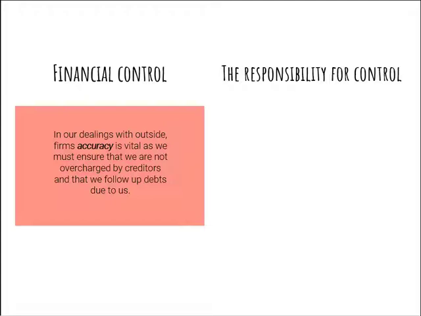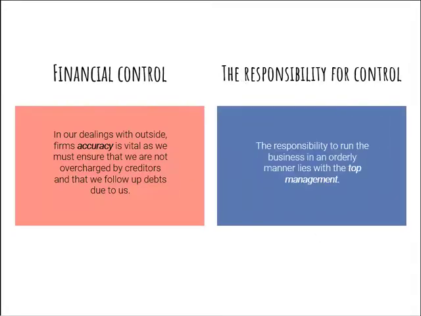There are several areas where items could reasonably be dealt with in a number of ways. In such cases, the management makes certain policy decisions and staff are instructed to deal with these items in a certain way. However, we need to ensure that staff apply the official policies consistently. If this is not done, then the final accounts may be quite misleading. So next is the responsibility for control. The responsibility to run the business in an orderly manner lies with the top management.